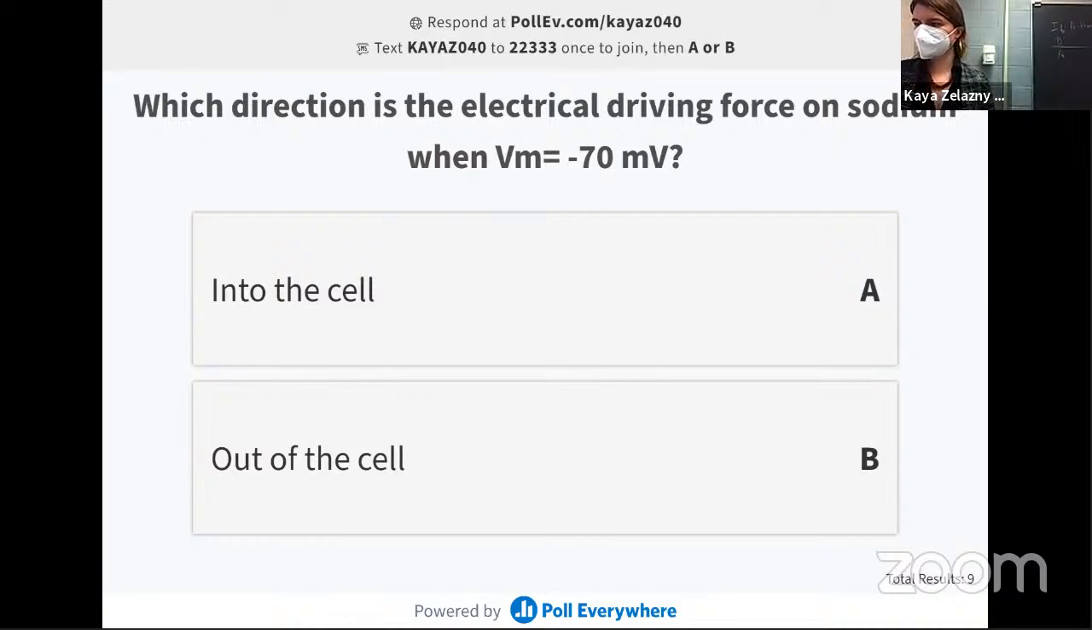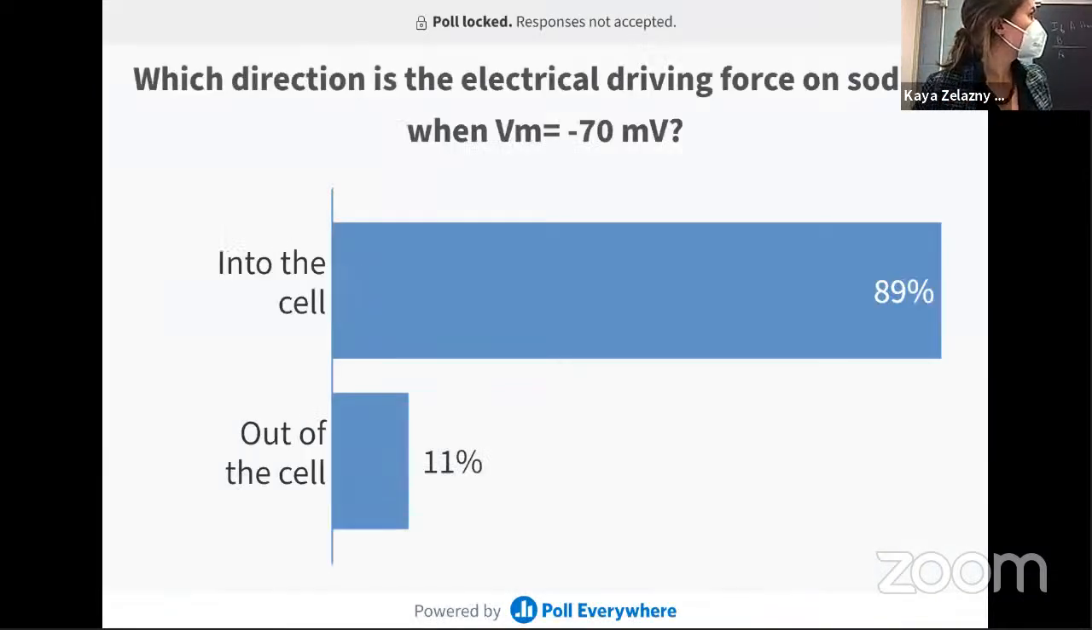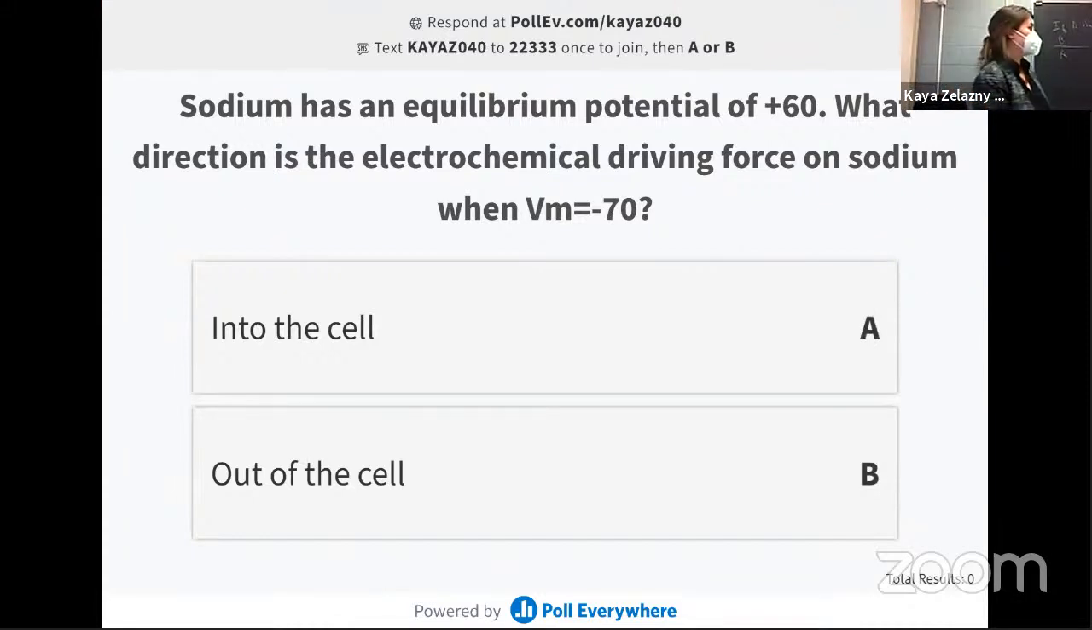Okay. So for our electrical driving force. Okay, great. So sodium is a cation, so it's positively charged. So yes, we should be going into the cell. The positive charge on sodium is attracted to that negative membrane. I'm now going to tell you that sodium has an equilibrium potential of positive 60, meaning that sodium will move until the membrane potential reaches positive 60. So what direction does that mean our electrochemical driving force would be if we're starting at a membrane potential of negative 70? Is sodium going to move into the cell or out of the cell?